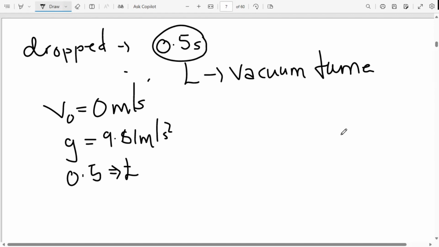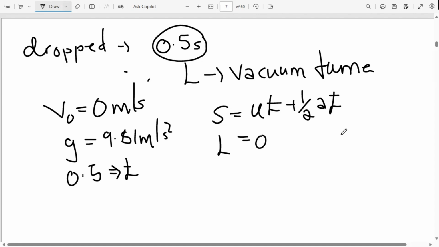We're going to use a suvat equation, S, which is displacement, will be equal to ut plus half at squared, where u is the initial velocity, t is the time, a is the acceleration, and S is the displacement. So this is in the y-axis. We're going to replace this S with L, since we're looking for L. This will be equal to u, the initial velocity. Initial velocity is 0, so we have 0 multiplied by the time.